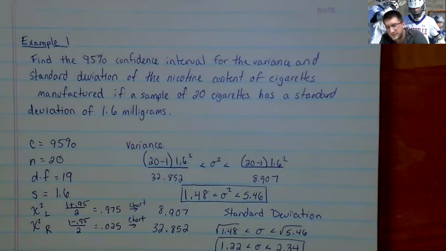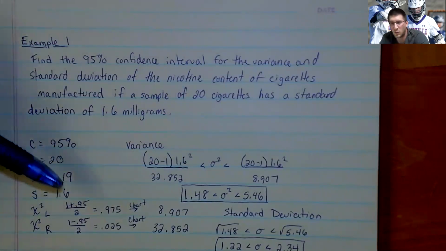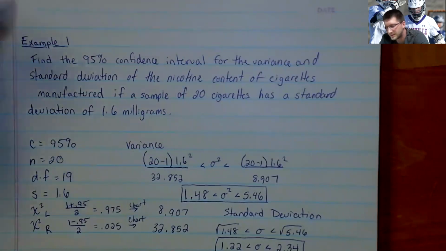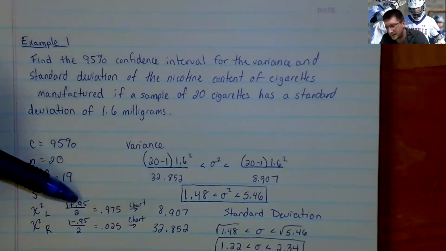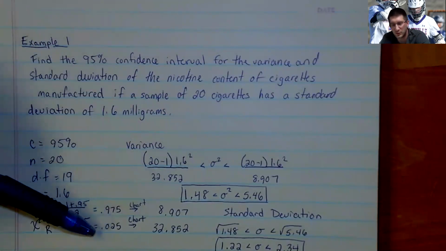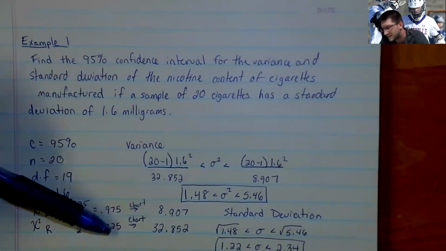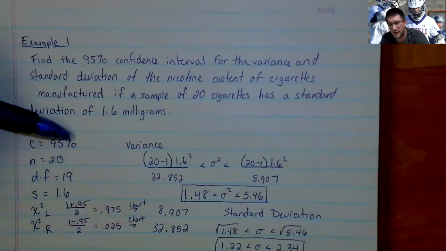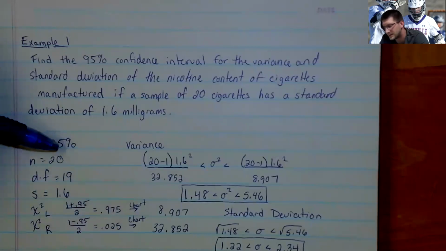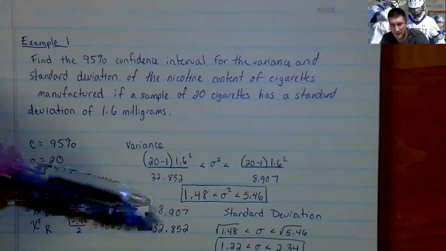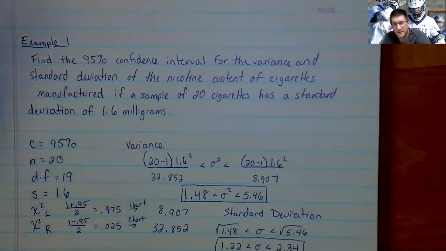I'll find my left and right hand critical values. Remember, in order to do that, I take 1 plus or minus the C divided by 2. So for the left endpoint, I get 0.975, the right endpoint 0.025. And then these are the values with my confidence level that I look up in the chart to get these critical left and right hand values. So now I have everything I need.